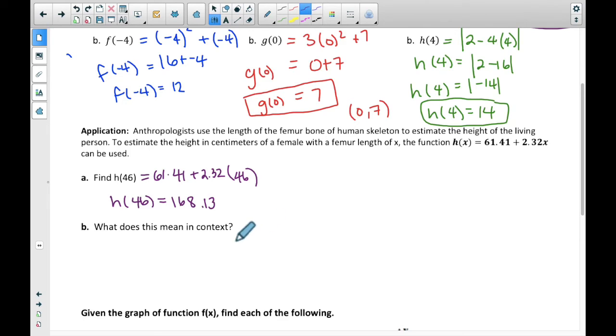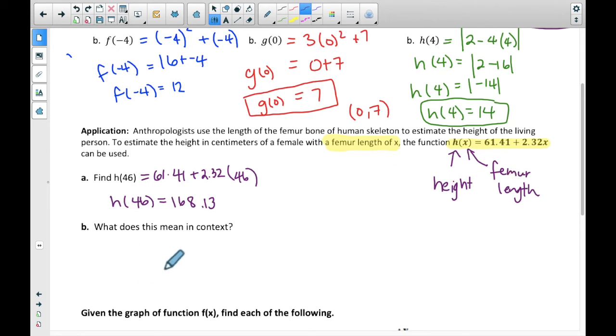All right, what does that mean in context? This is a really good question. So we have to go back and look at the problem again and read through. It says to estimate the height in centimeters of a female with a femur. Do you know what the femur is? It's like your thigh bone. The femur of length x, this is the function we're going to use. Now that we've read that through, what do you think h stands for? Do you think h stands for the height? And they tell us what x is. X is the femur length.